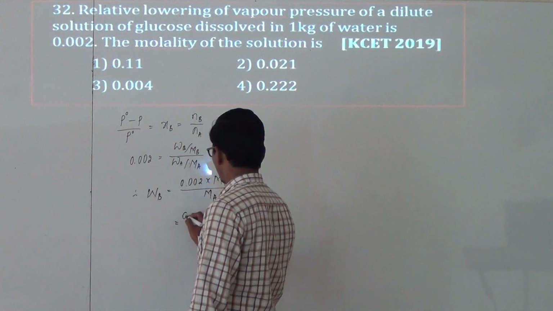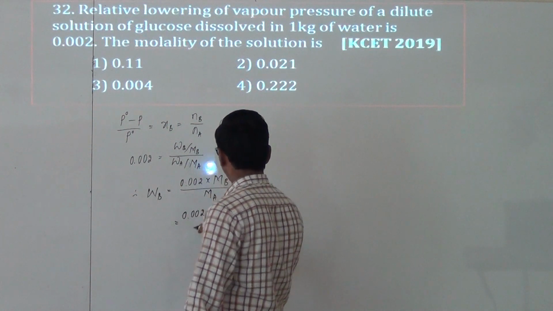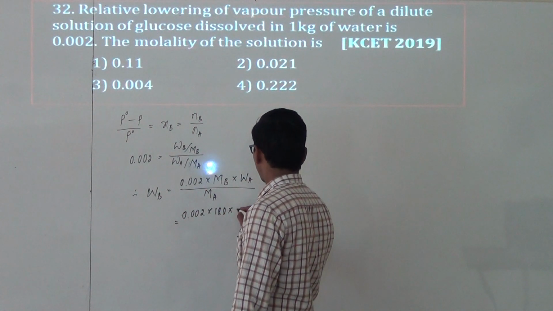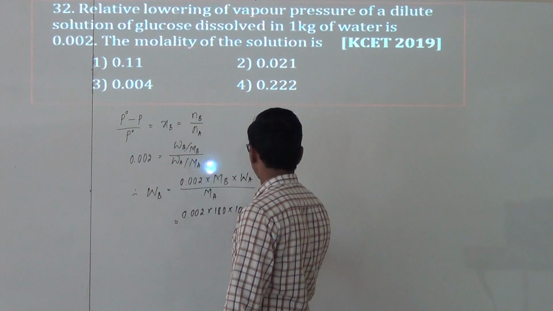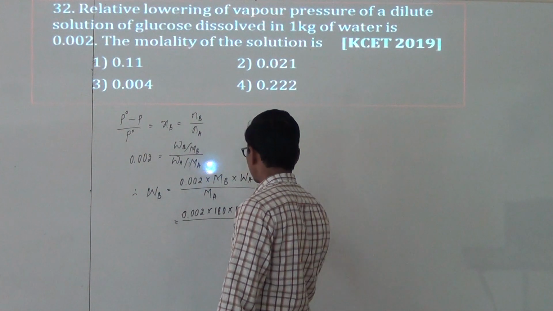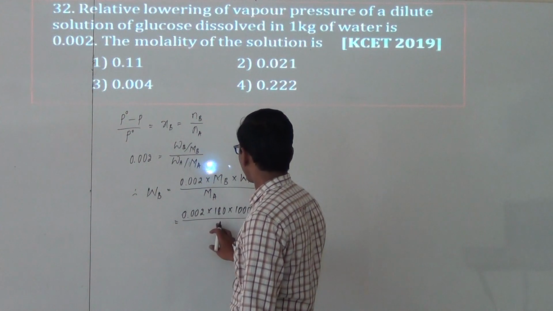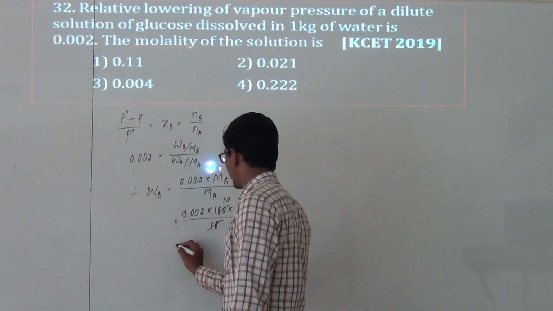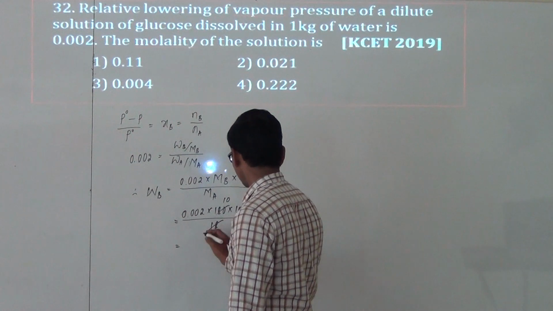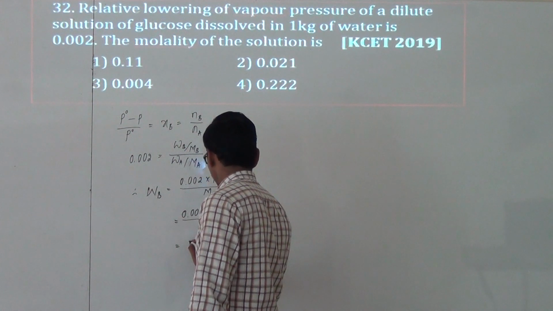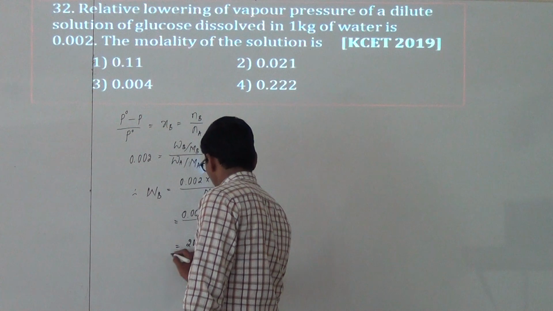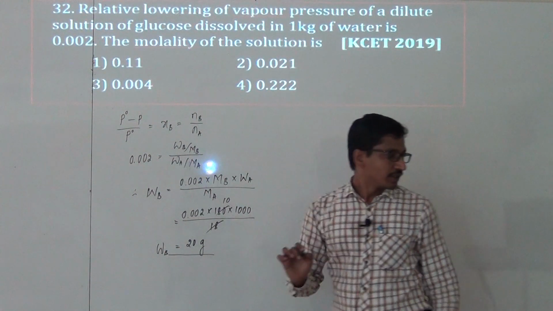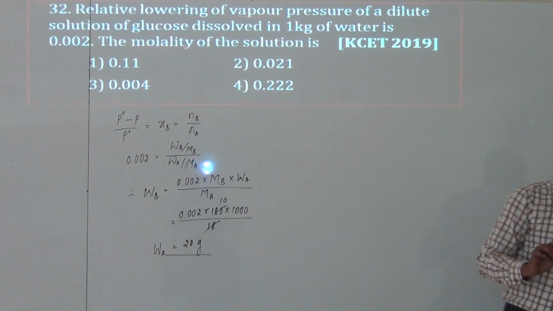This is equal to 0.002 into MB, the molar mass of glucose, which is 180, into WA, which is 1 kg, that is 1000 grams, divided by MA, which for water is 18. This gives WB equal to 20 gram.